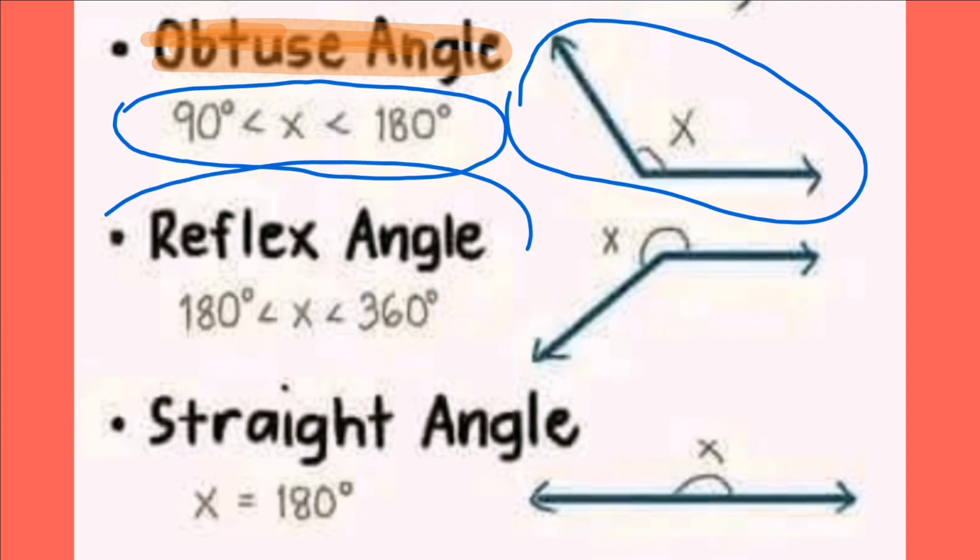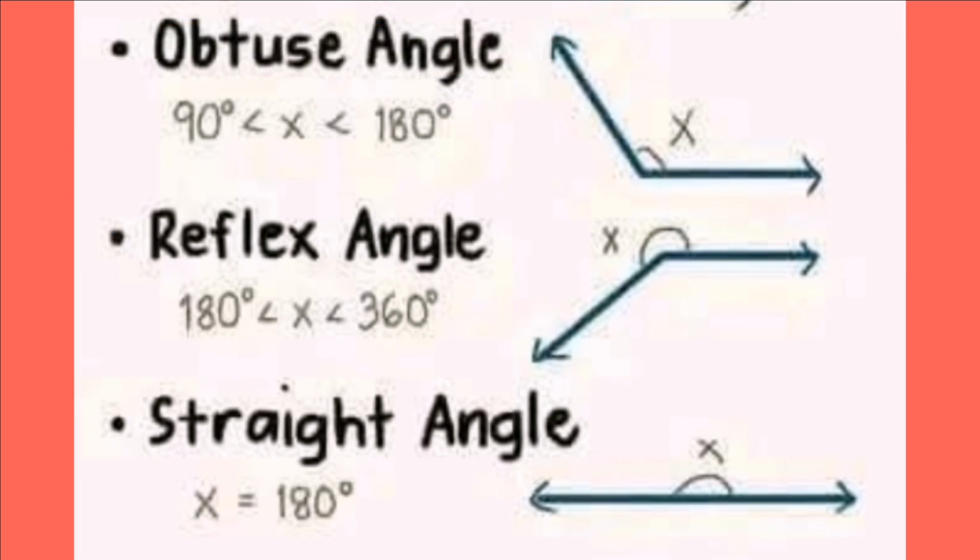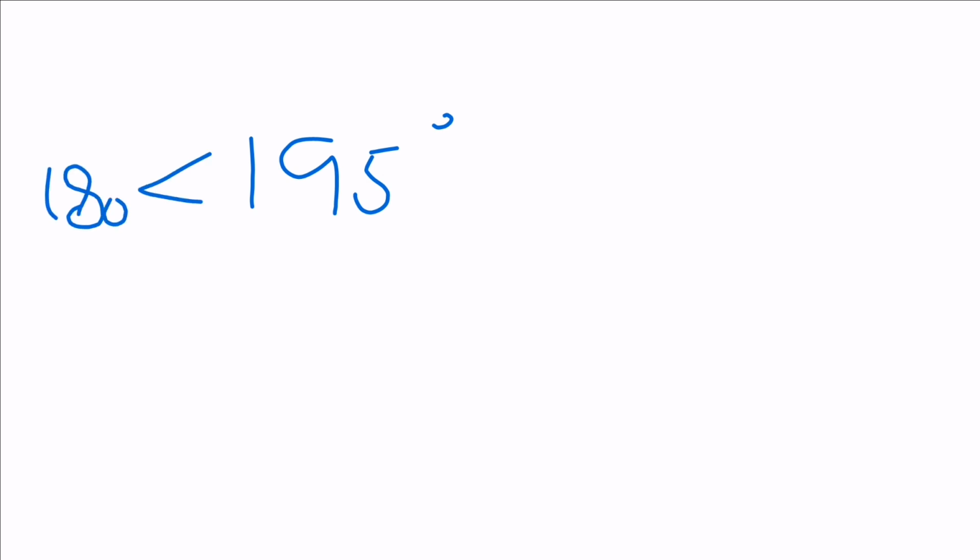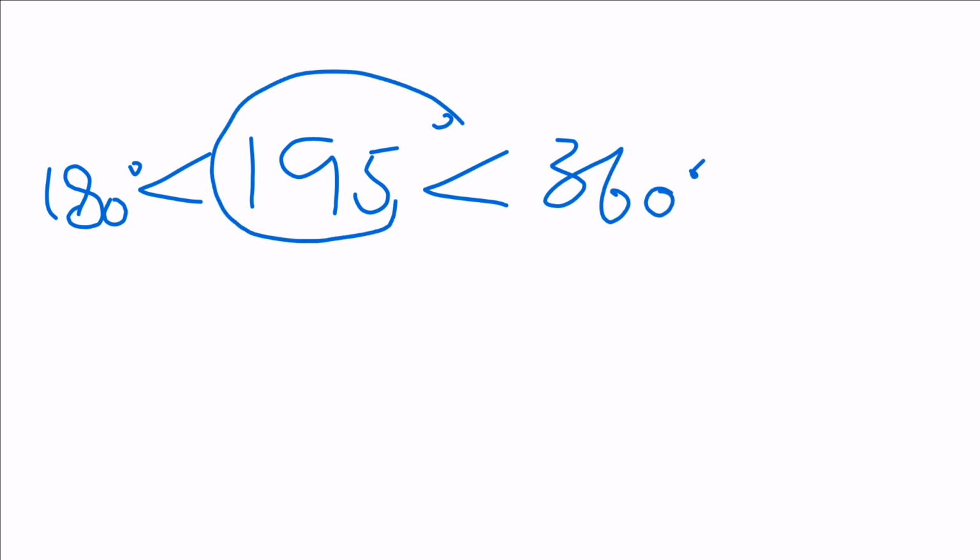Reflex angle. Angle less than 360 degree and greater than 180 degree is called reflex angle. For example, 195 degree. 195 degree is greater than 180 degree, but less than 360 degree. So this is reflex angle.